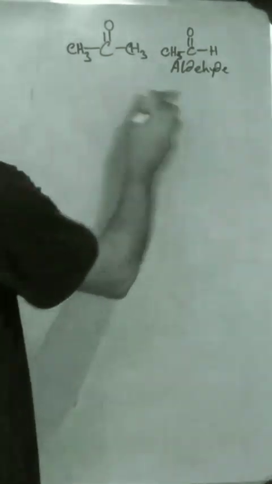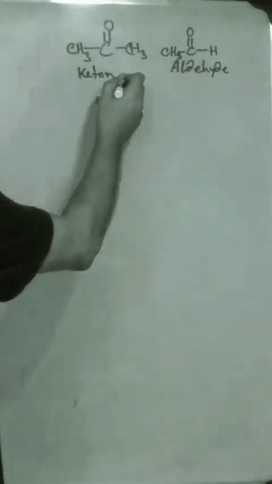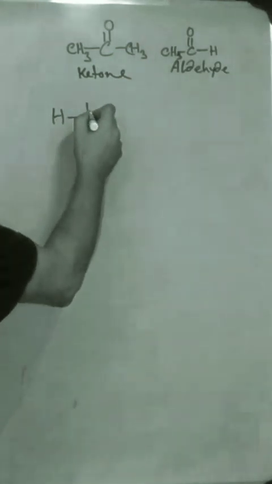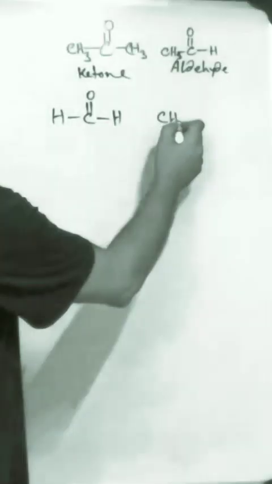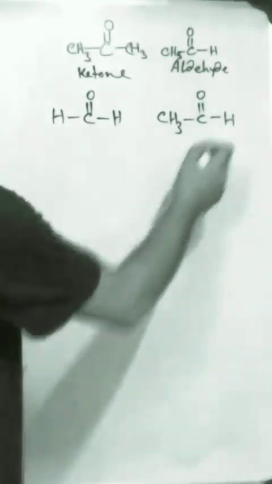And where both the groups on both hands of the carbon are alkyl groups, then it is a ketone. Now aldehyde may be of two types, like H-C double bond O-H, this one is also an aldehyde, and CH3-C double bond O-H, this is also an aldehyde. This is called formaldehyde, and this one is acetaldehyde.